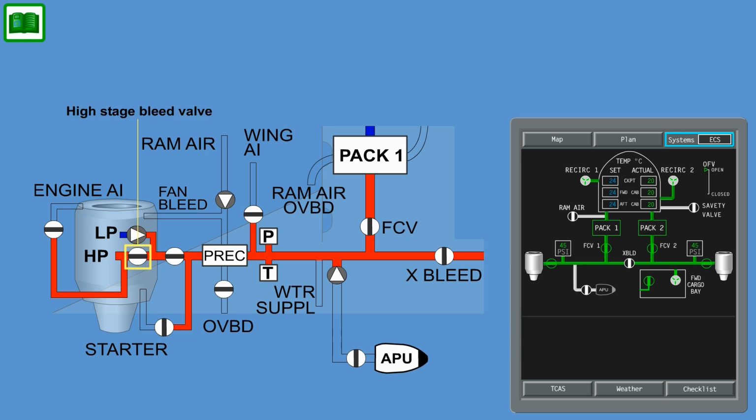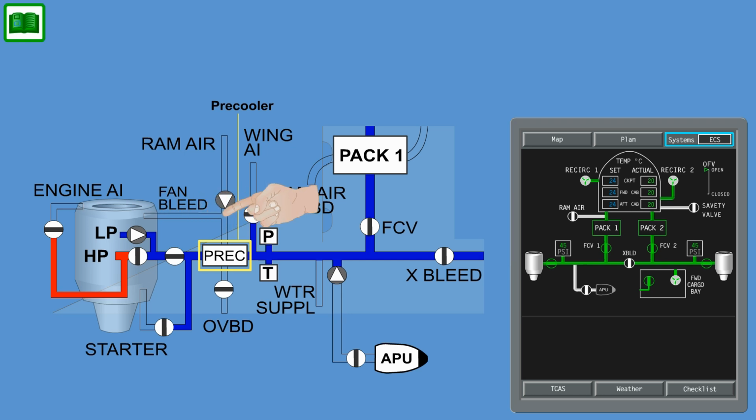The high stage bleed valve regulates bleed air pressure at low power settings, and the engine bleed valve regulates bleed air pressure at high power settings. The temperature is regulated to a predetermined value by a pre-cooler, which cools hot bleed air by fan on ground, or ram air or fan air in flight conditions.